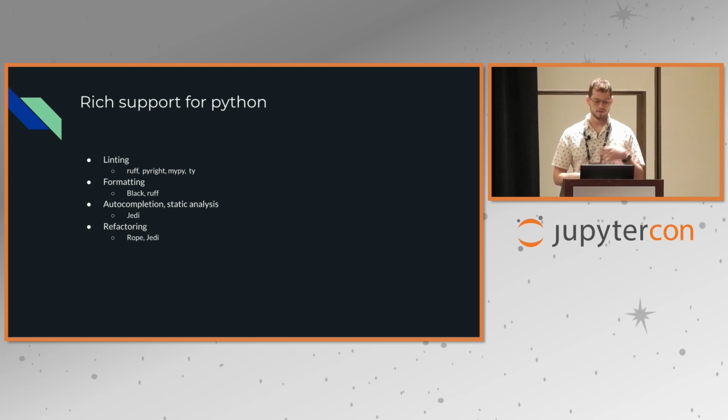So for example, for linting, regular syntax error highlighting, Ruff is a very powerful tool. For type checking, you have Pyright, MyPy, Ty. For formatting, we have Ruff again, alongside other tools like Black. For autocompletion and static analysis, so things like find references and rename symbol, Jedi is a very powerful tool. And then for refactoring, once again, Jedi, as well as another tool called Rope.